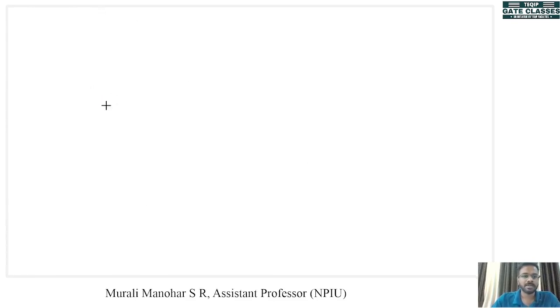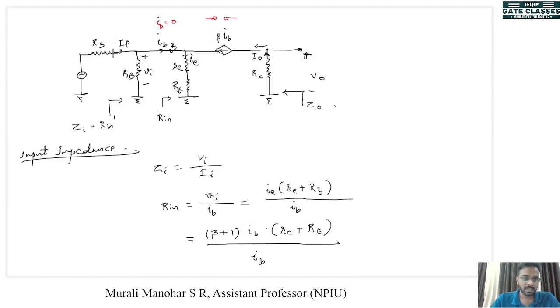Now the last parameter is current gain. Current gain Ai is given by Iout divided by Iin. Now if you look at the input circuit, this is Iin, this is flowing here, and some part of it is going into the transistor as Ib. So we can find out a relation between Ii and Ib.